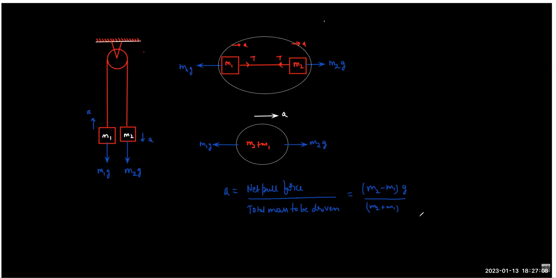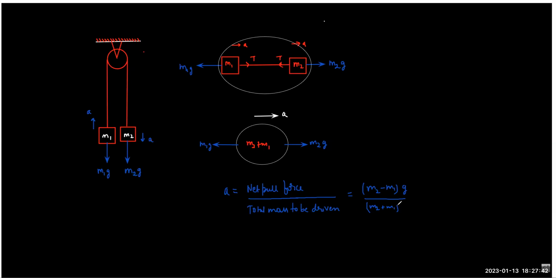So whenever you have a system in which the acceleration has the same value, and if you mentally stretch the string and see after this mental stretch that all are moving in the same direction, the acceleration you can write directly: net pull force upon the net mass that you're pulling, the mass which will be in motion.